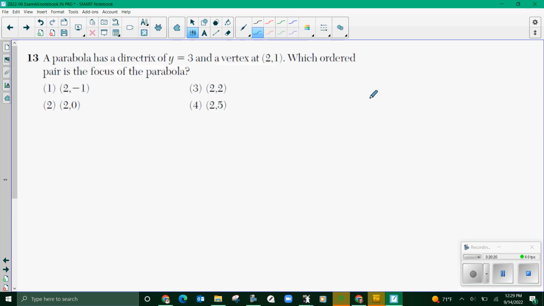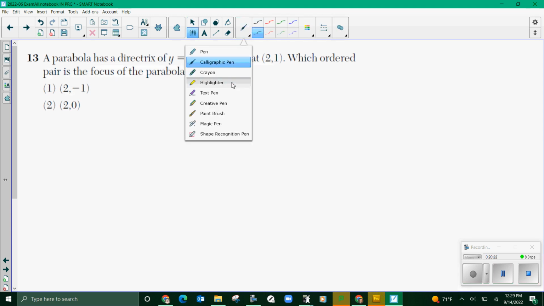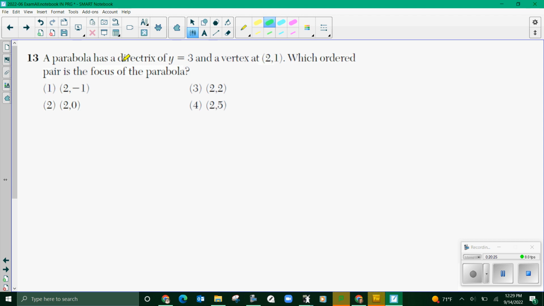All right, so a parabola has a directrix at y equals 3, has a vertex at 2, 1, and they want you to find which ordered pair. So you need to find a point of the focus. There is one thing that always holds true when it comes to directrix, vertex, and focus.